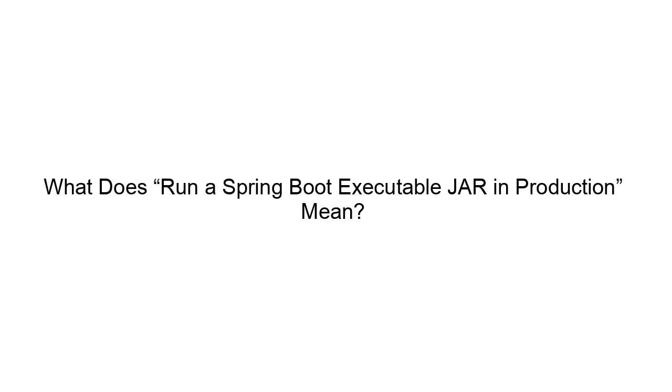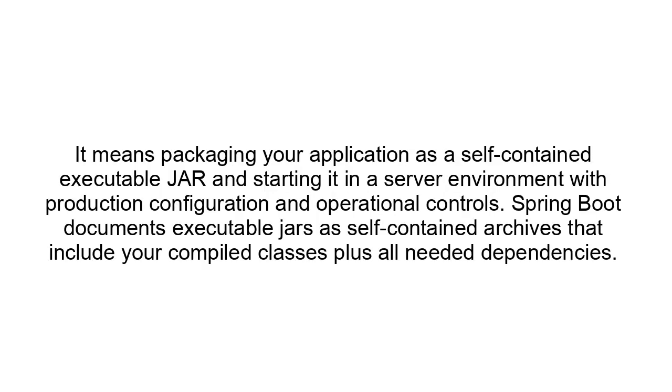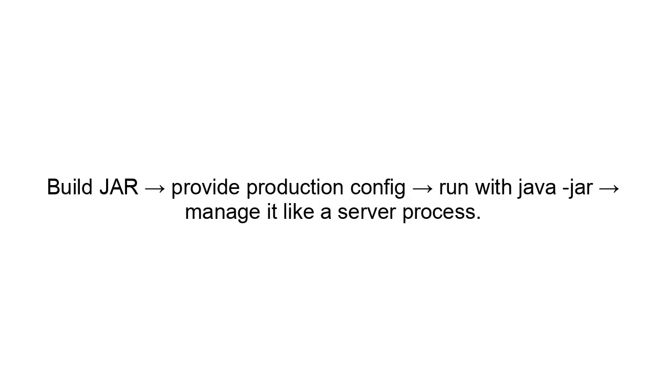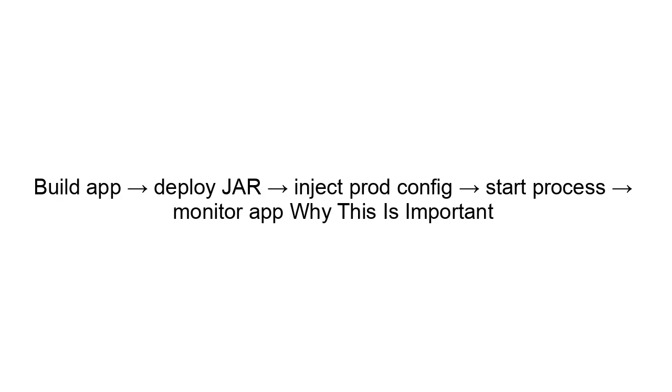What does running a Spring Boot executable jar in production mean? It means packaging your application as a self-contained executable jar and starting it in a server environment with production configuration and operational controls. Spring Boot documents executable jars as self-contained archives that include your compiled classes plus all needed dependencies. In simple terms: build jar, provide production config, run with java -jar, manage it like a server process. Example concept: build app, deploy jar, inject prod config, start process, monitor app.